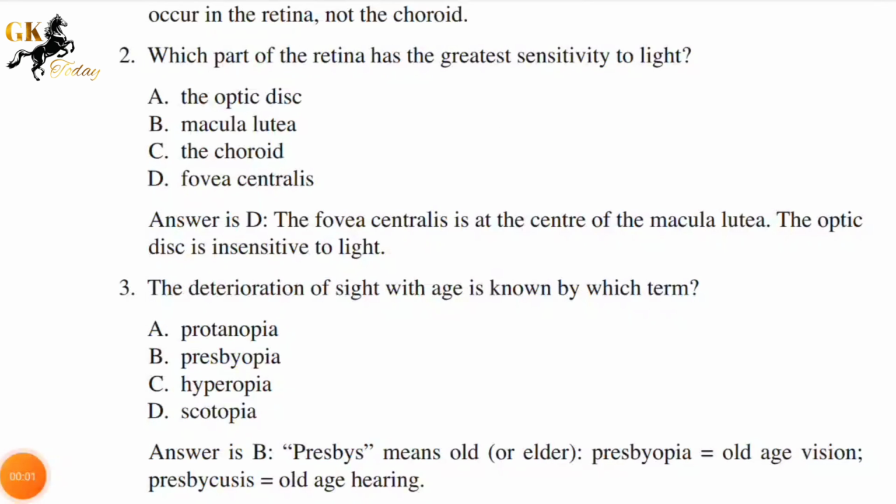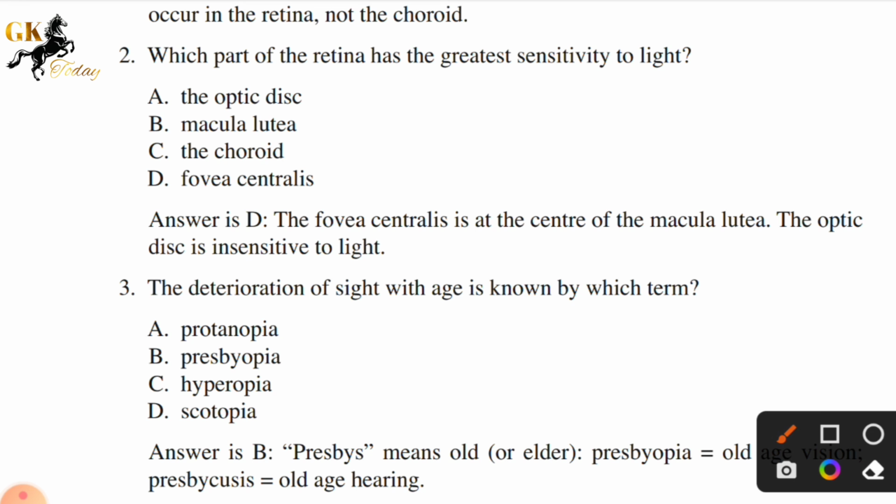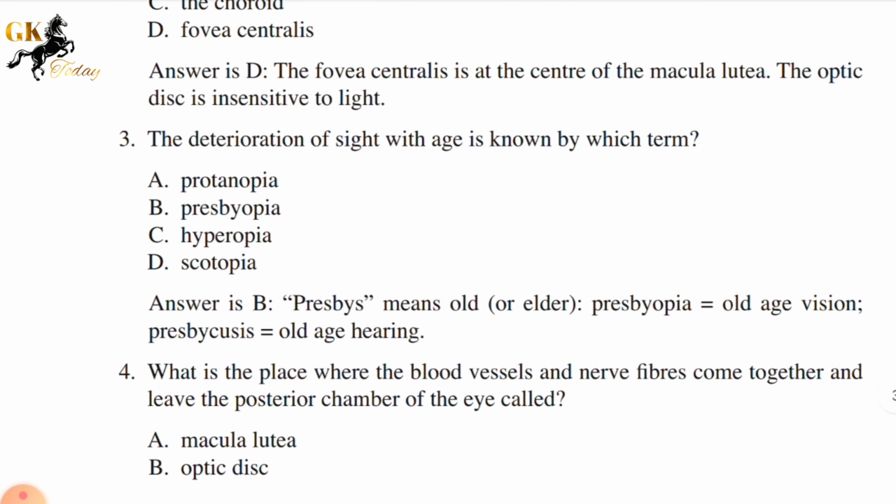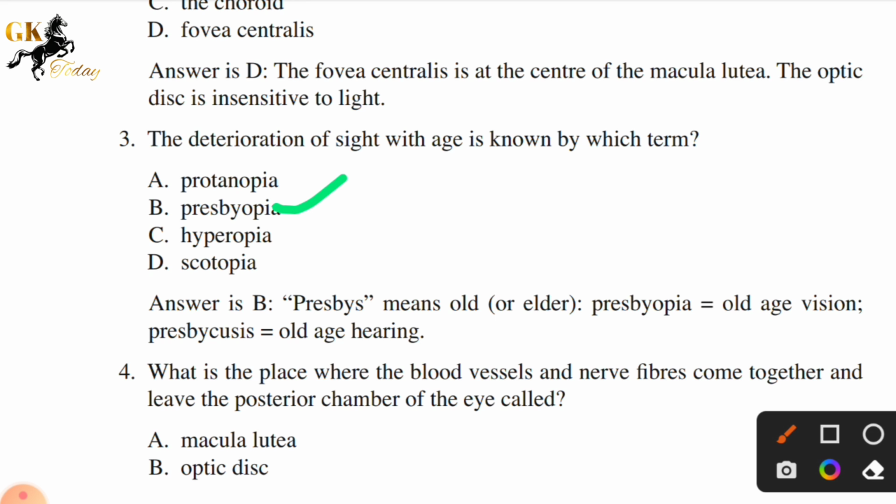Which part of the retina has the greatest sensitivity to light? Optic disc, macula lutea, the choroid, fovea centralis. Option D is the right answer. Next question. The deterioration of sight with age is known by which term? Option B, presbyopia.